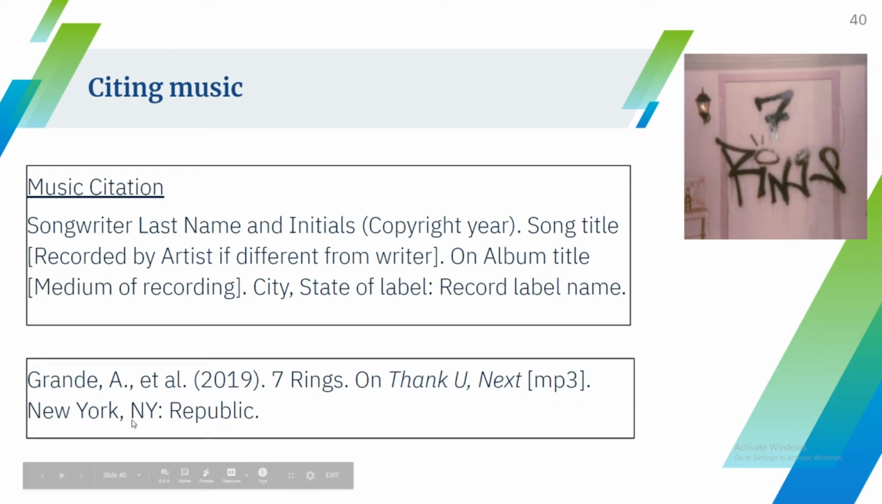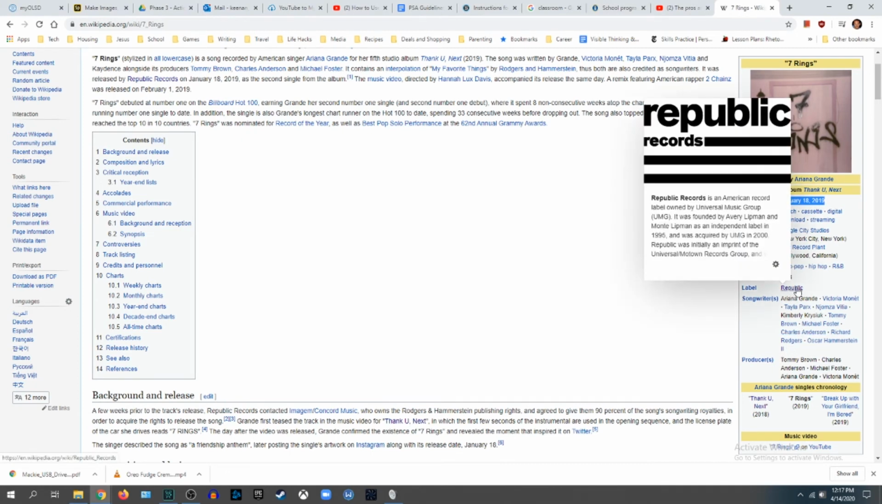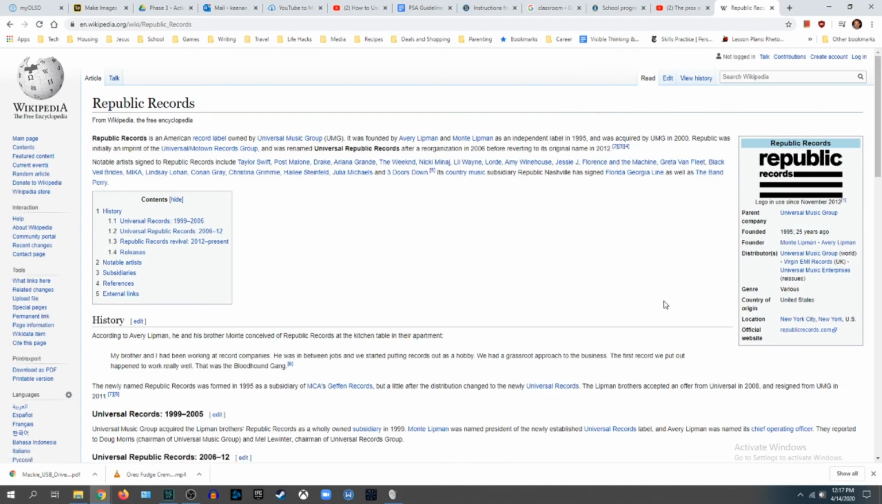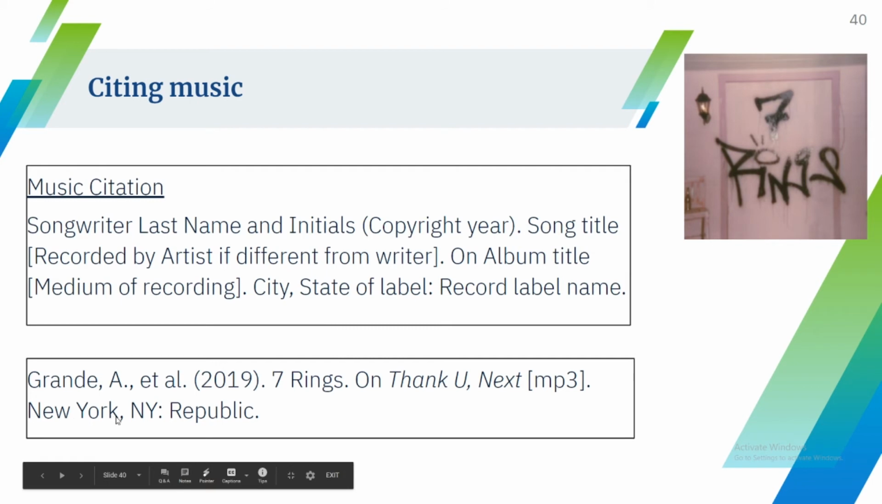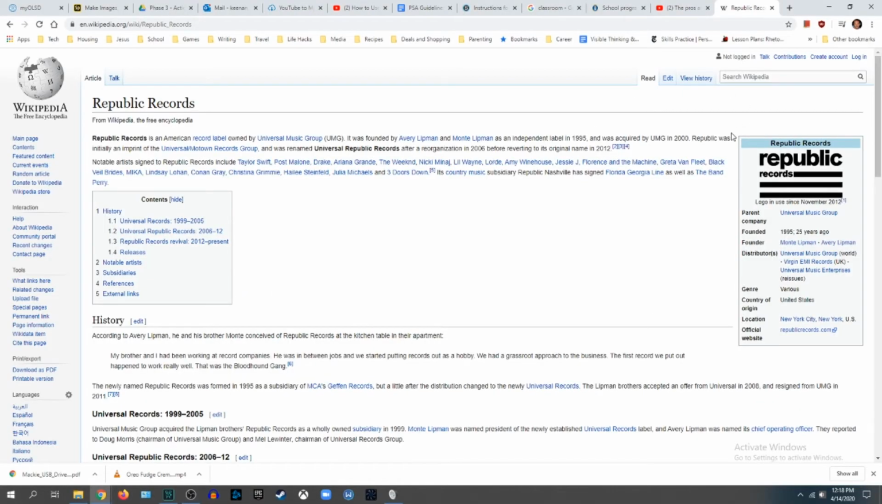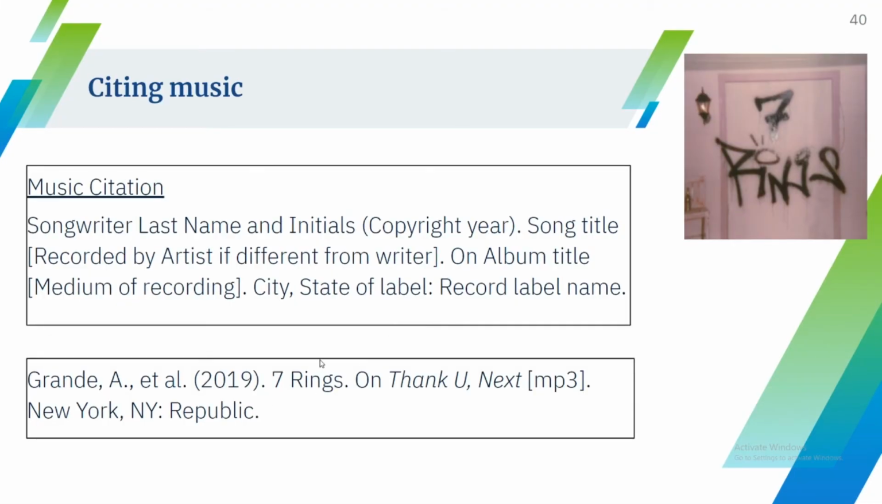Period. And then I need the record label information. Wikipedia is great for this because they have the record label here, but I have to click on Republic record label to get this information. And so I see here that the location is New York, New York. So I've got New York, comma, state, colon, and the record label is called Republic, or Republic Records, actually, I should probably have said. All right, that is citing music. Trickiest of the bunch, I think.